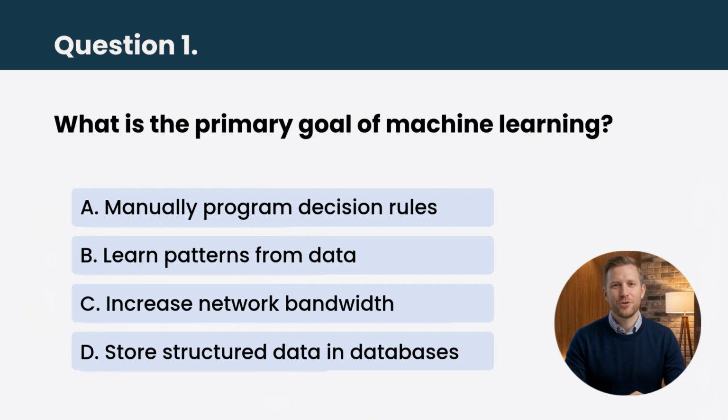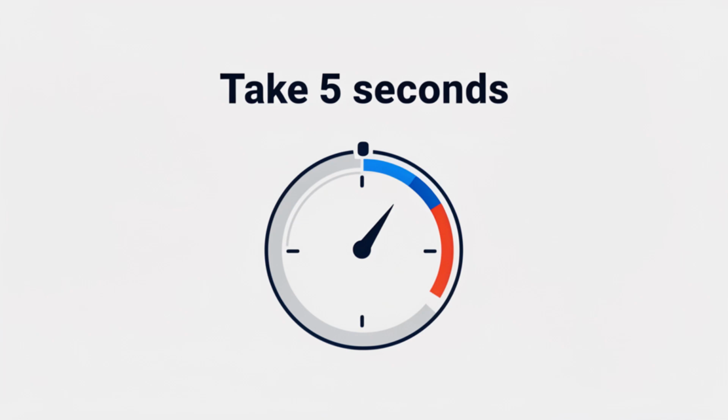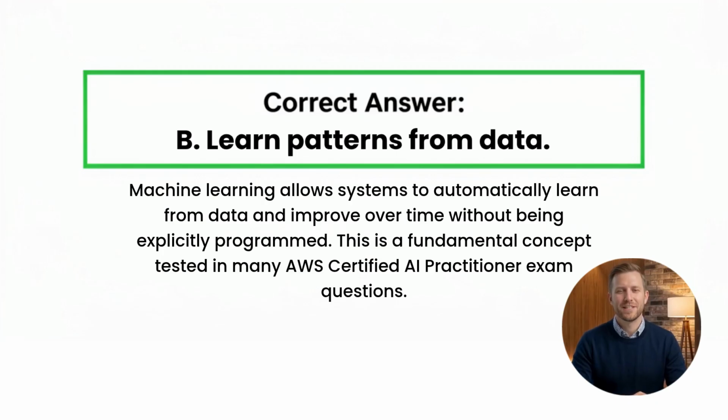A. Predict future trends. B. Monitor system metrics. C. Store large data sets. D. Generate new content. Take 5 seconds before answering. The correct answer is B. Learn patterns from data. Machine learning allows systems to automatically learn from data and improve over time without being explicitly programmed. This is a fundamental concept tested in many AWS Certified AI Practitioner exam questions.